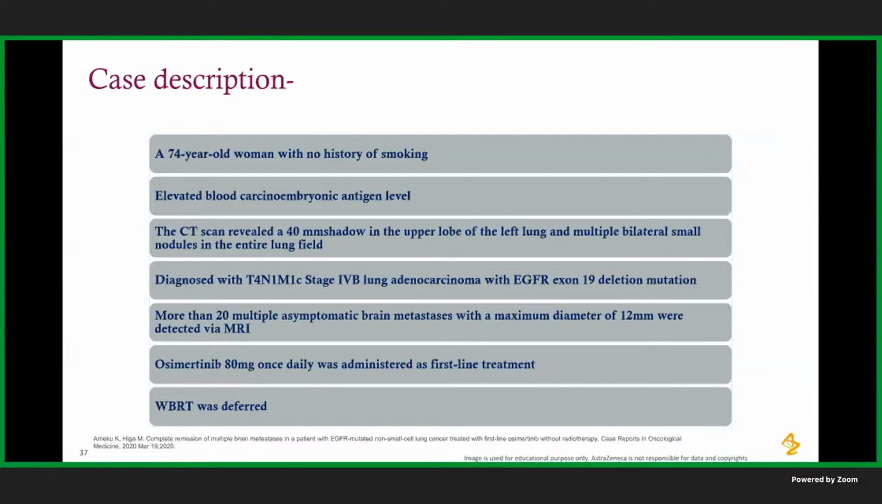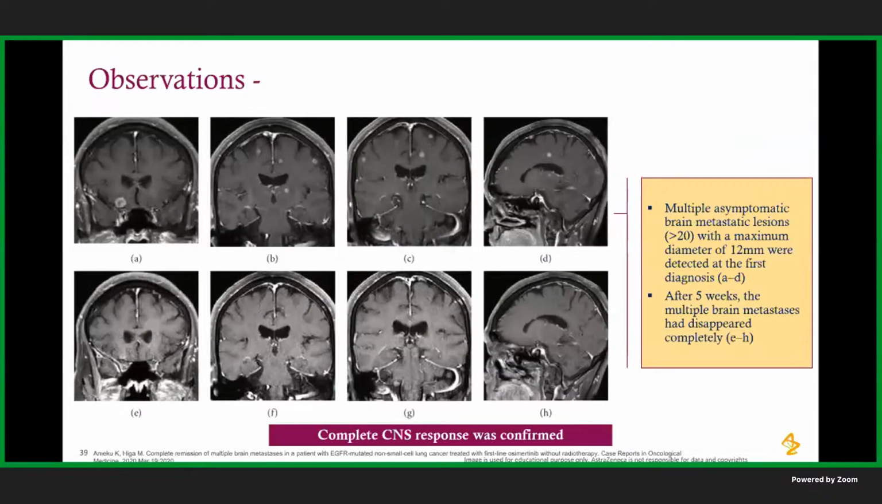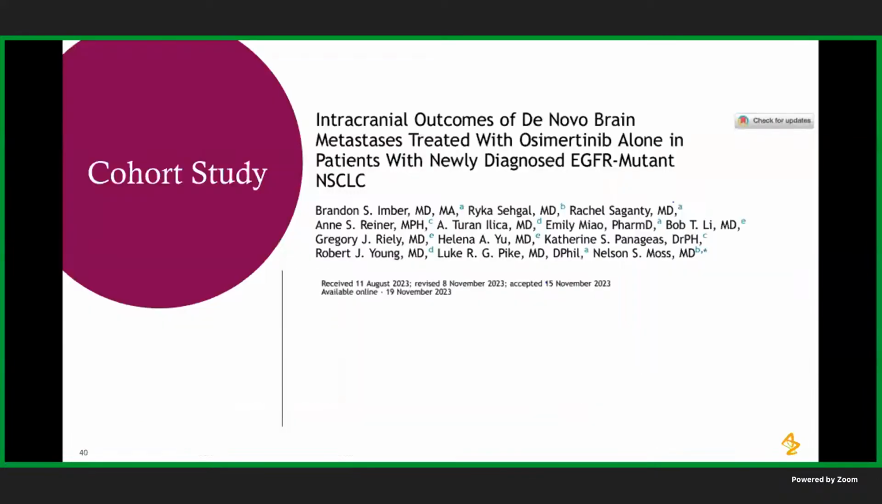So in this case, this was a 74-year-old lady who was diagnosed with CA lung, exon 19 mutation. More than 20 multiple asymptomatic brain mets, with a maximum diameter of 12 mm, were detected, and osimertinib 80 mg was started, WBRT was deferred, and the patient started responding. Multiple asymptomatic brain mets, we can see, are responding as early as 5 weeks of therapy. So complete CNS response was confirmed.